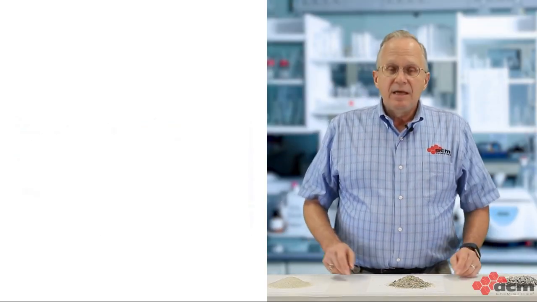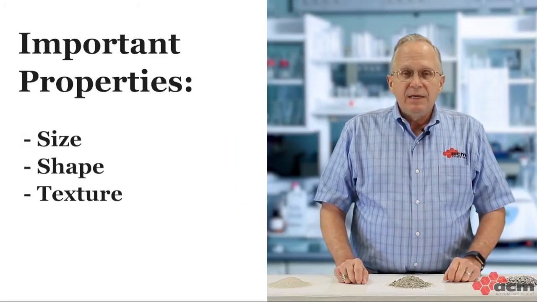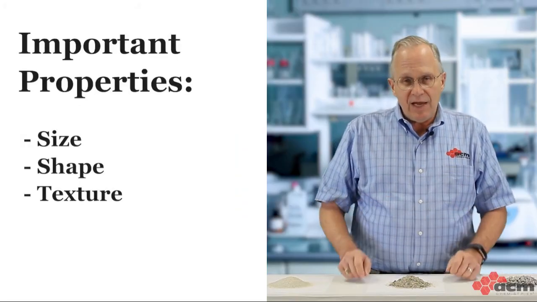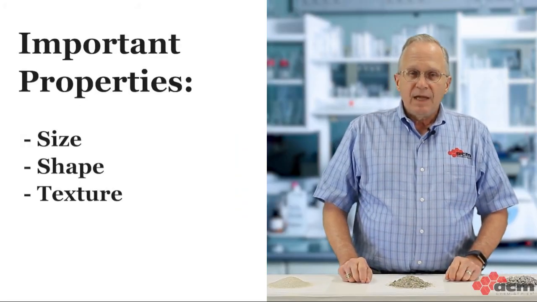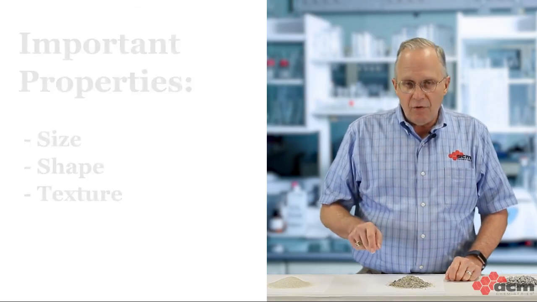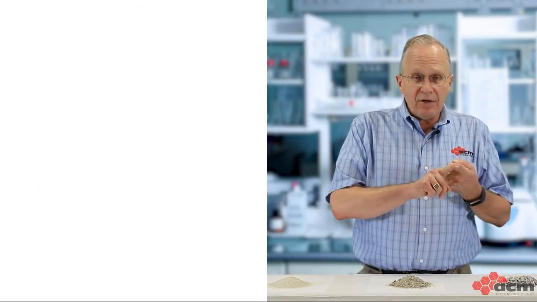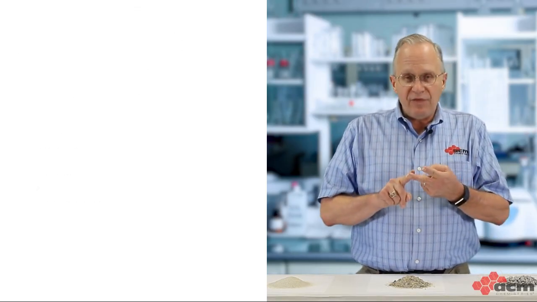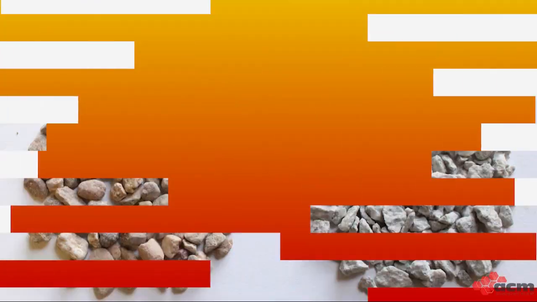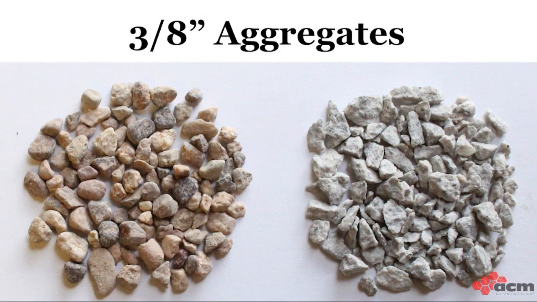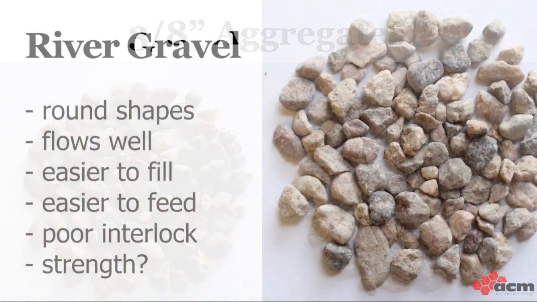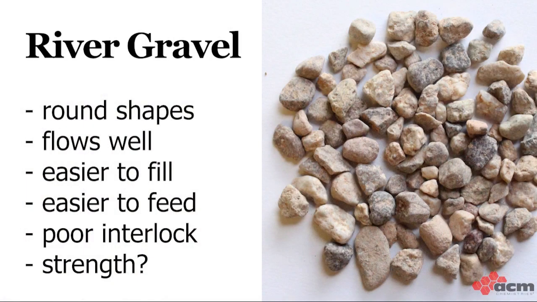Besides size, the next most important property is the shape and texture of the aggregates. Again, here we have two different categories. First, natural aggregates, and the second are manufactured aggregates. Let's take a look at two different 3/8 inch stones. Here we have natural gravel, often dredged from a riverbed. Notice the round shapes. That's good for concrete flow and makes the mix easier to feed and fill molds properly.